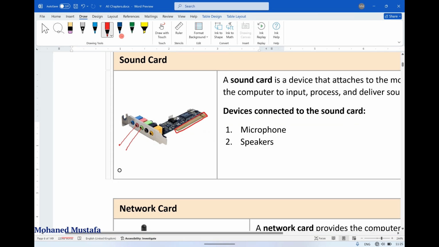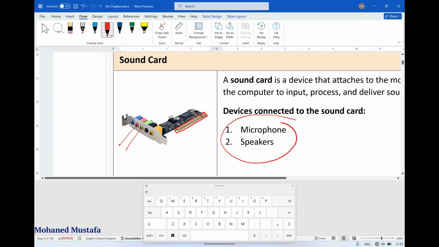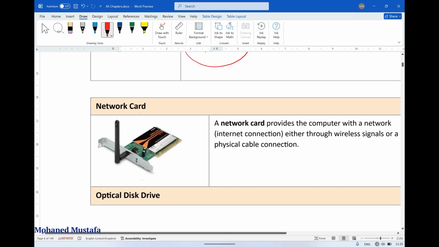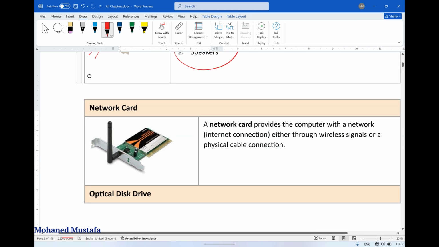Are we good? So it will allow you to connect what? A microphone and a speaker. Are we good? Now, what about a network card? Network, from the name. That one on the top, see? I have one on the top of my case. That one is responsible for allowing me to access the internet. So a network card is there to allow you to access the internet.